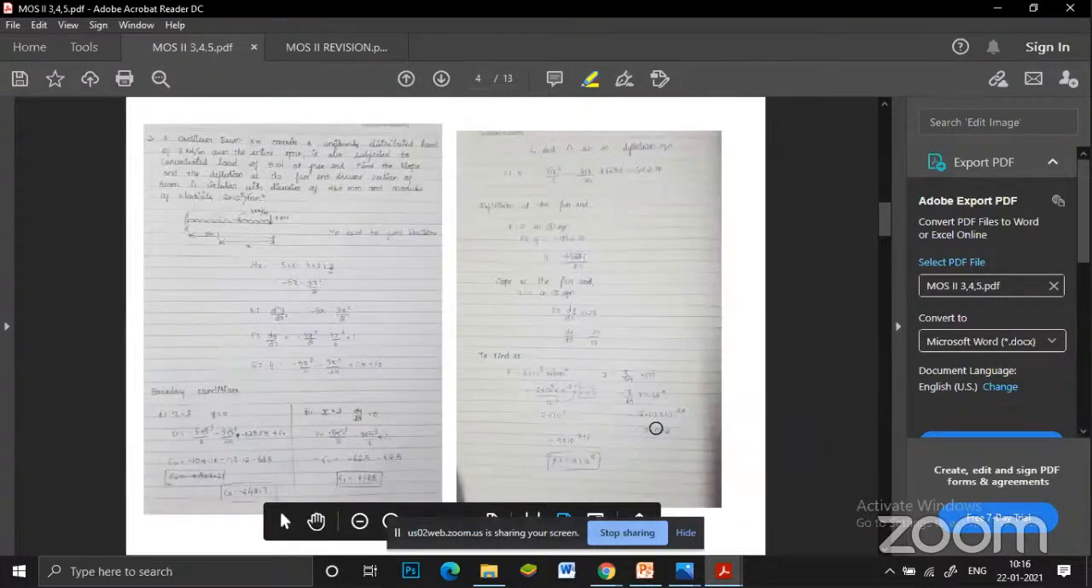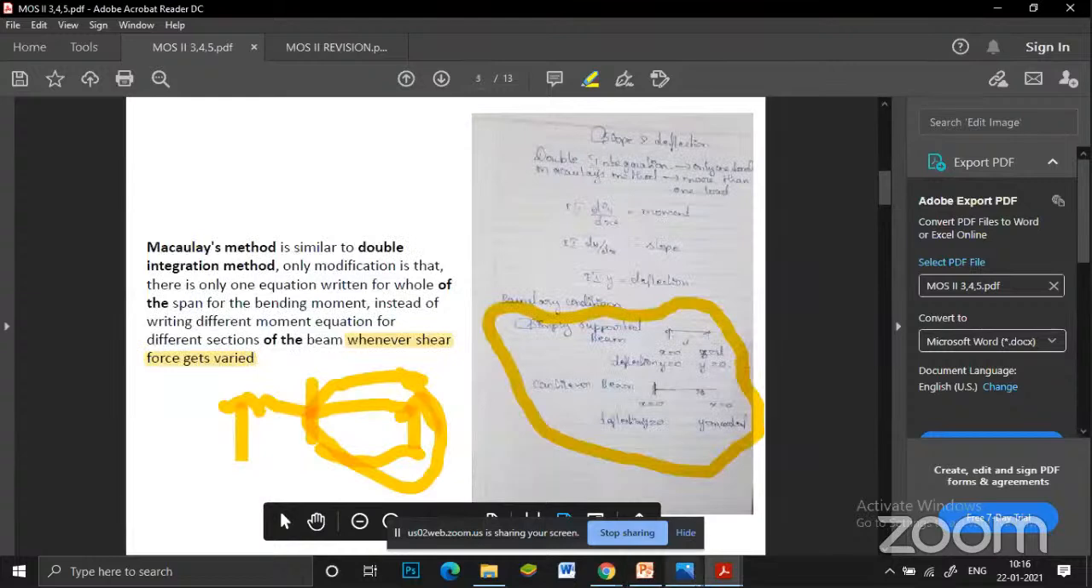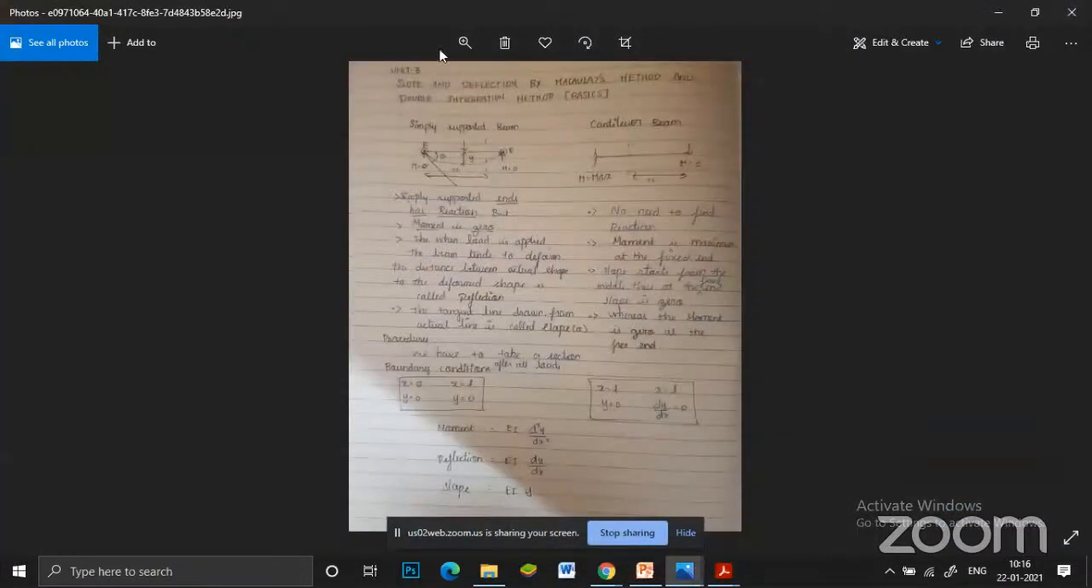Next thing. What are the differences between a simply supported beam and a cantilever beam in finding the slope and deflection using the double integration method and Macaulay's method? For simply supported beam, we have the reactions. In cantilever beam, no need to find the reaction. Here the moment is 0 at the free end. The moment is maximum at the fixed end, not at the free end.